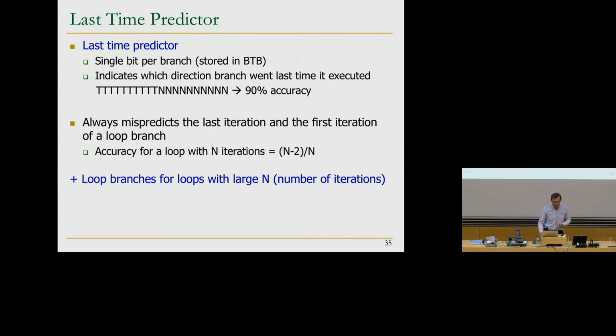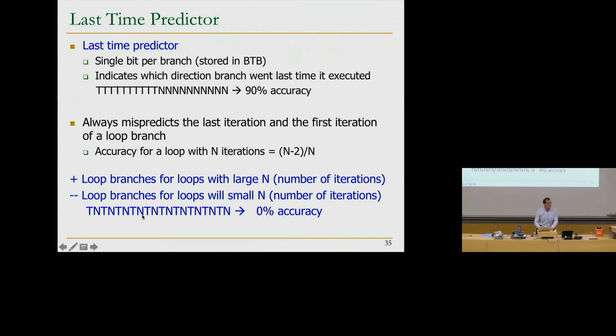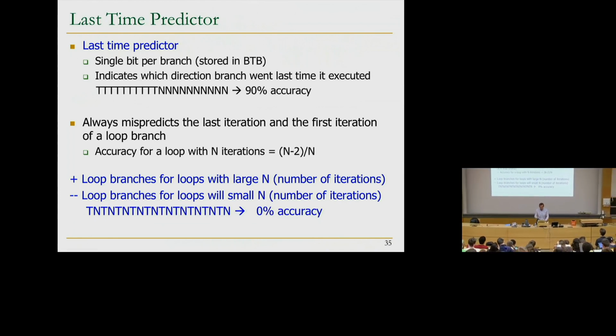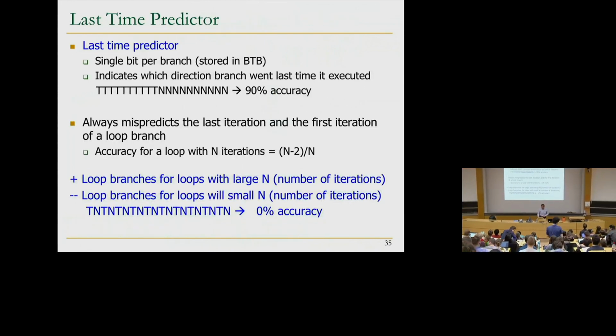The problem is, if you have a small loop like this pattern that we've seen, taken, not taken, you get 0% accuracy, right? Because the last time prediction is always exactly opposite of what this time is going to be. So we're going to fix this problem next time after we implement the last time predictor.